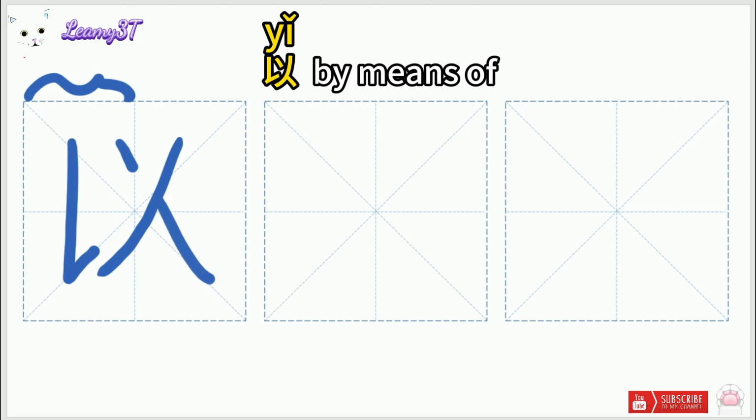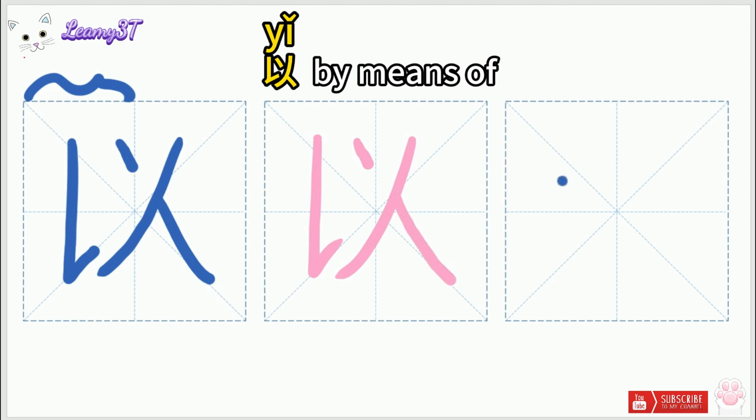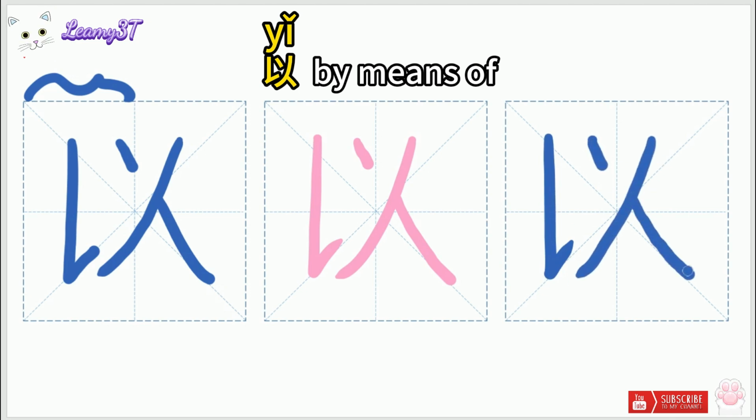One more time, follow me to say the stroke. 竖提, 点, 撇, 捺. Again, the last one. 竖提, 点, 撇, 捺. This character is 以. It can mean by means of.